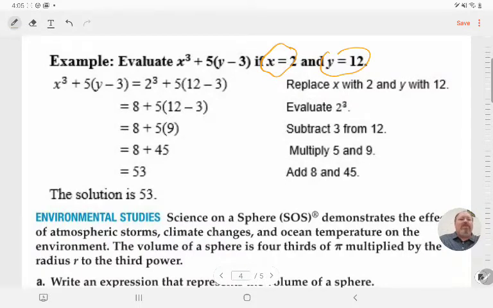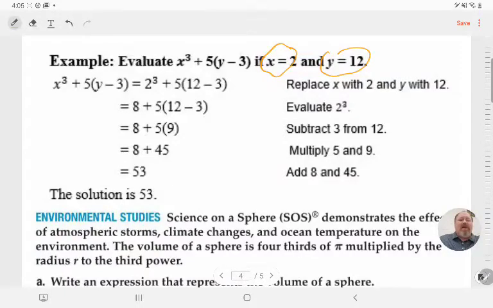So when we plug in 2 for the x and 12 for the y, we have 2 cubed plus 5 times the difference of 12 and 3. And now we just simply evaluate like we've been doing. We can take care of our exponents and our grouping. So 2 times 2 times 2 is 8, plus 5, and 12 minus 3 is 9.